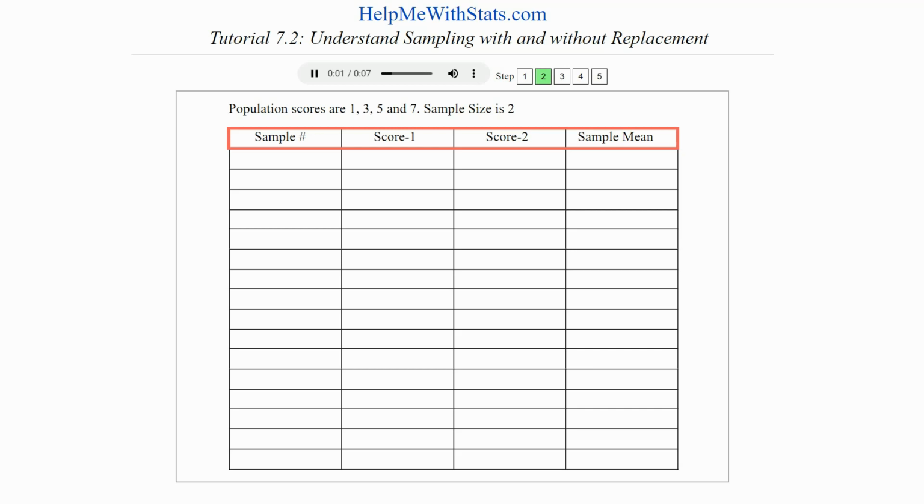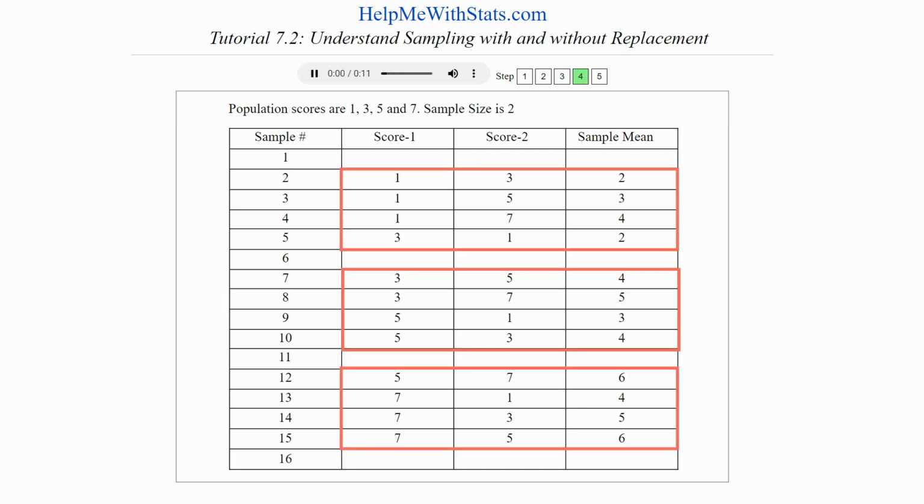Let's set up a table with the sample number, score 1, score 2 and the sample mean for the two scores. With 4 scores in the population, there are 4 times 4 equals 16 samples, with 2 scores in the sample. These 12 combinations of scores involve a sample where the first score and second score are not the same. These are all the combinations when sampling without replacement is used.